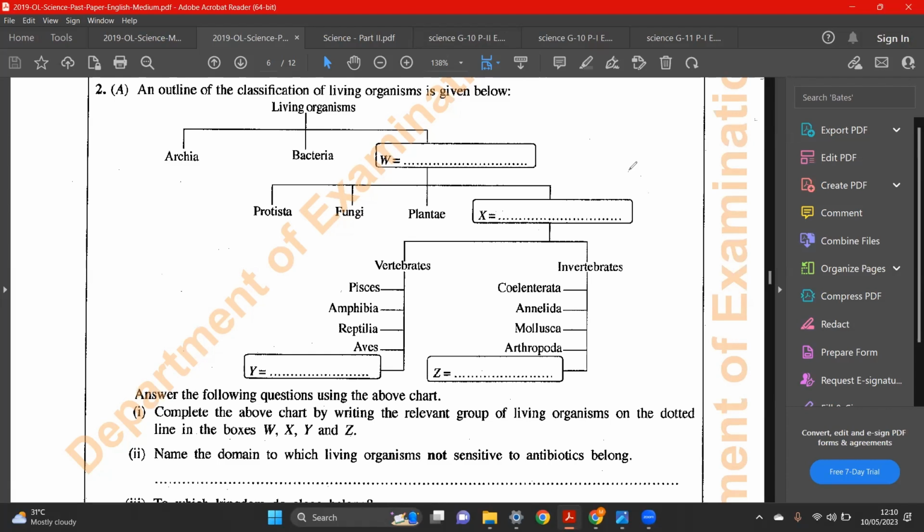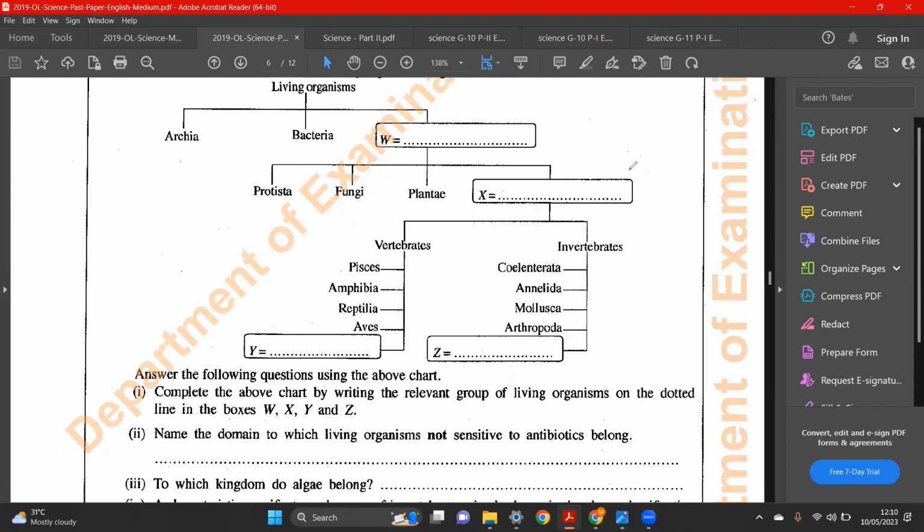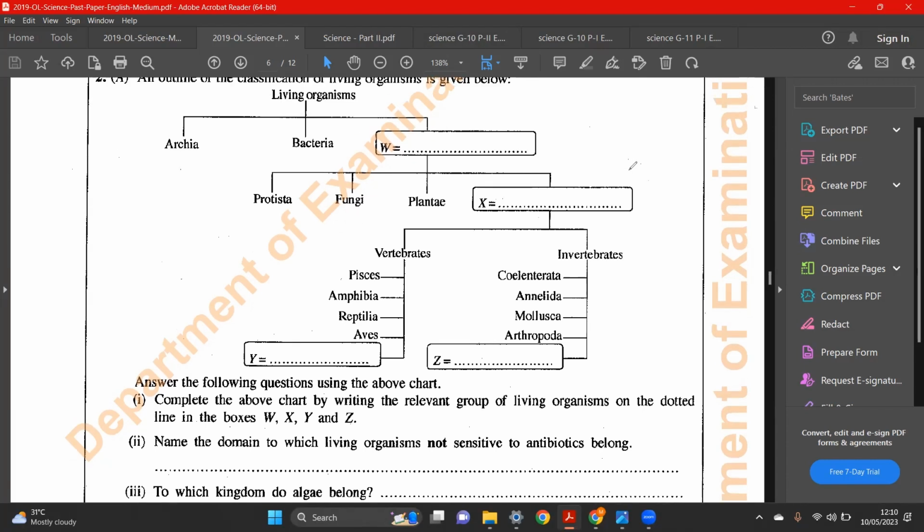Then name the domain to which living organisms not sensitive to antibiotics belong. That is your Archaea. Okay, even if they cause diseases, antibiotics are not going to be helpful. To which kingdom do algae belong? Algae, protozoa, all of them going to your Protista. Okay.